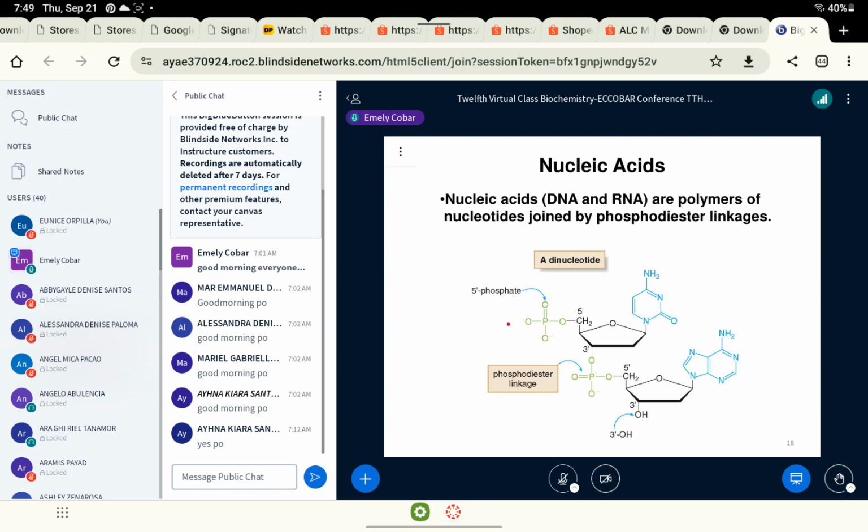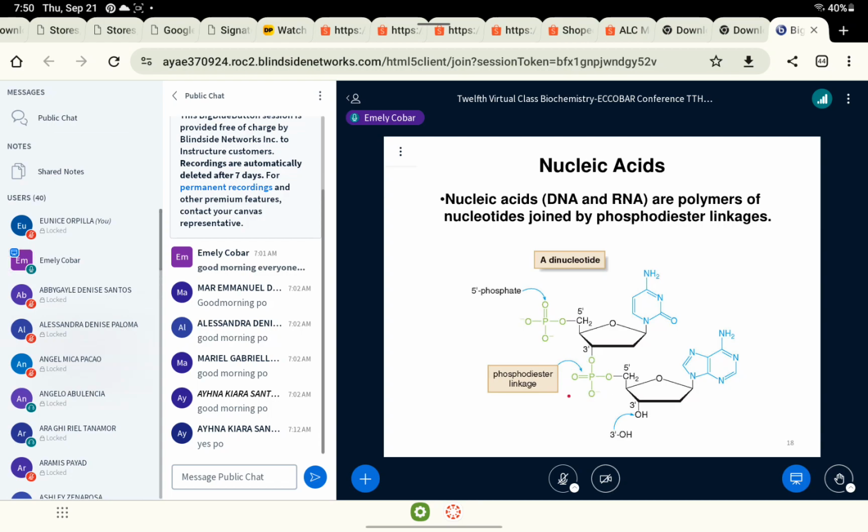Okay. So, nucleic acids, DNA and RNA, are polymers of nucleotides. So here we have two nucleotides. And how are they joined together? They are joined by a linkage called phosphodiester linkage. This is the phosphate group of the second mononucleotide, and this is linked to carbon number 3 of the first nucleotide, carbon number 3 of the sugar component.